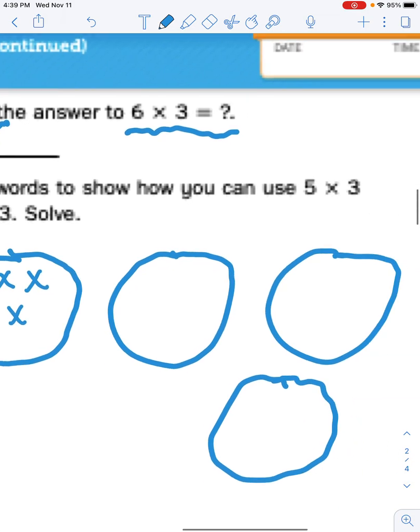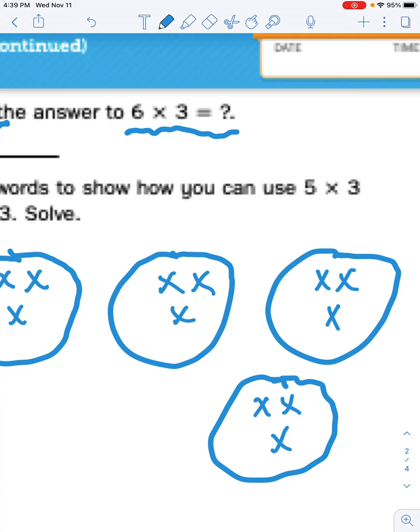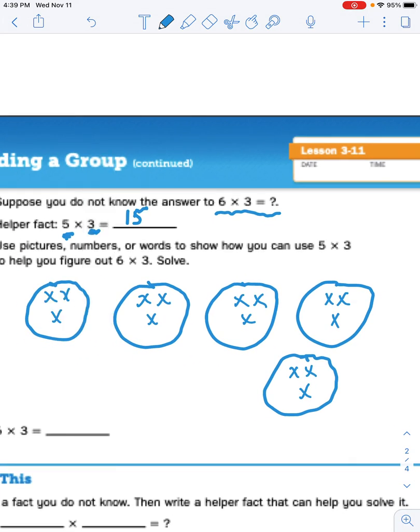1, 2, 3. 1, 2, 3. Okay, let me make sure that this all equals 15. 1, 2, 3, 4, 5, 6, 7, 8, 9, 10, 11, 12, 13, 14, 15.